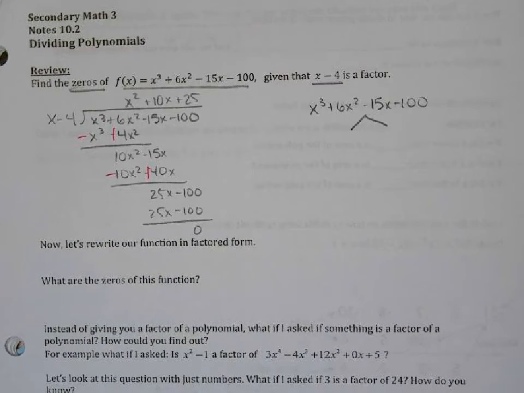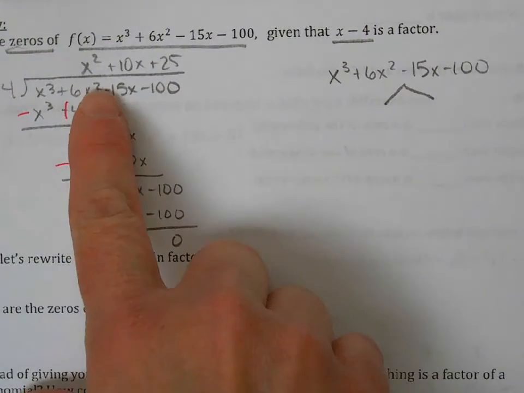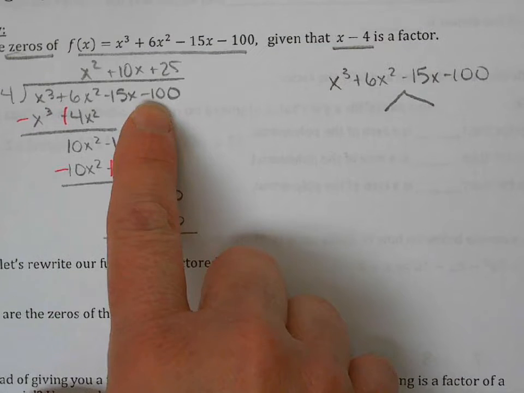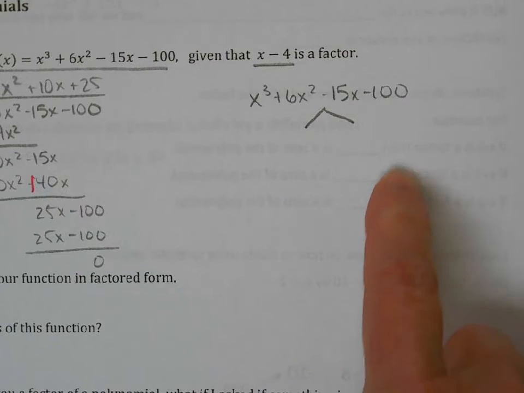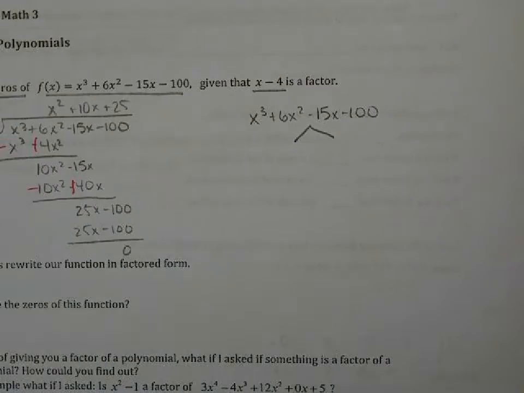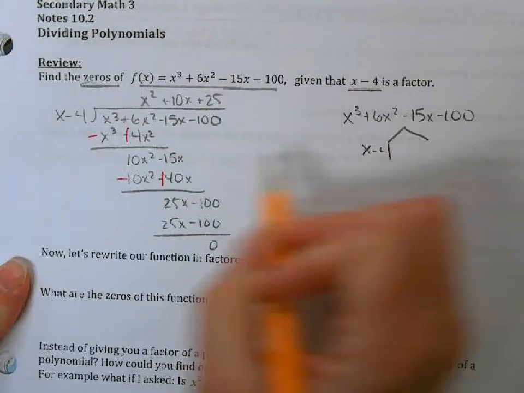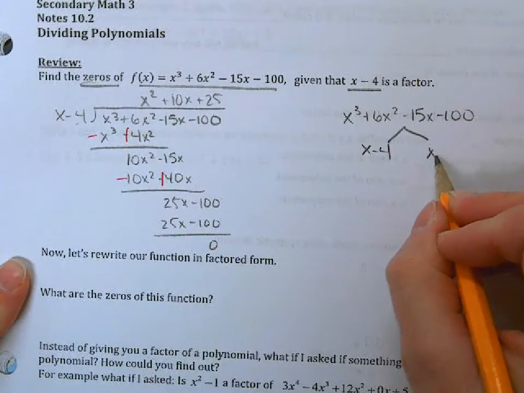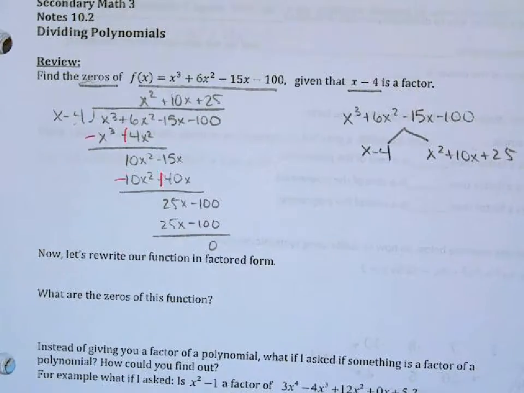Go. All right, I think most of you guys are done. I have the answer up here, so if you didn't quite get done or if you made a mistake, take a look up here. You should have got x squared plus 10x plus 25. What does that mean for me? I just love the factor tree, you guys. It means I took that original polynomial and it broke down into what? What did I divide by? I divided by x minus 4, and what did I get? x squared plus 10x plus 25. That's what I broke this polynomial down into, those two.